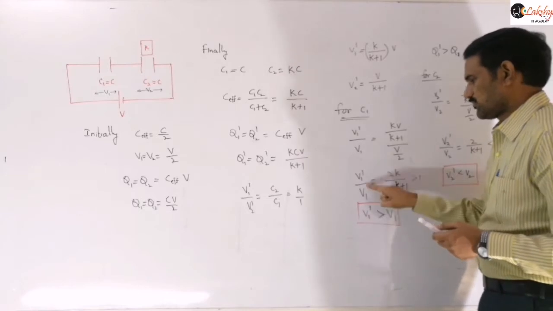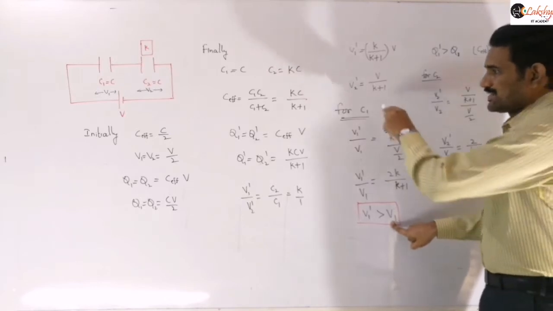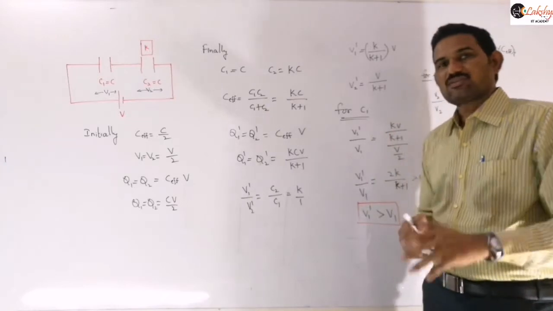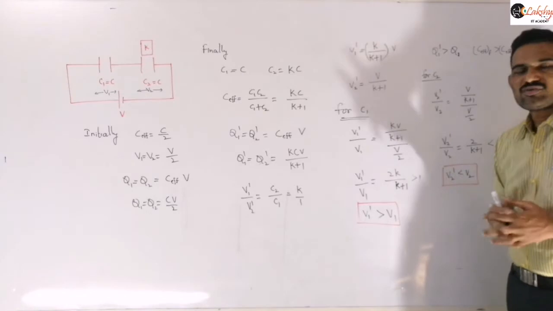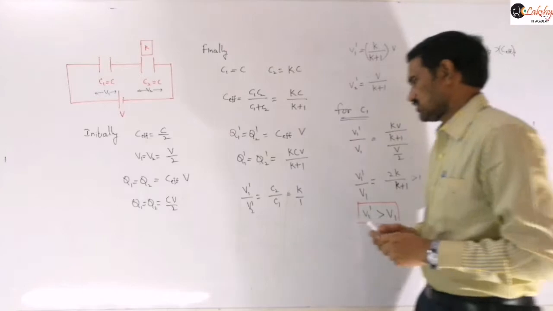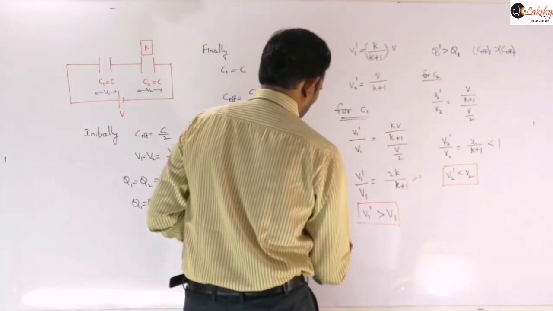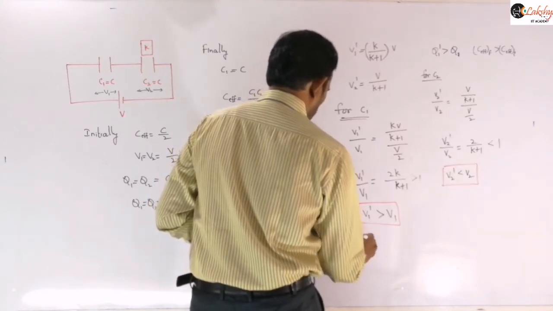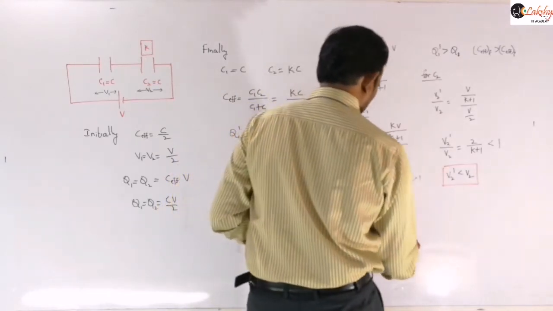So finally, from this we can write that the final potential difference is greater than the initial potential difference across C1. That means across C1, in which there is no dielectric, the potential difference increases. Once you introduce the dielectric in C2, the potential difference across C1 will increase. So mention that: the potential difference across C1 increases.